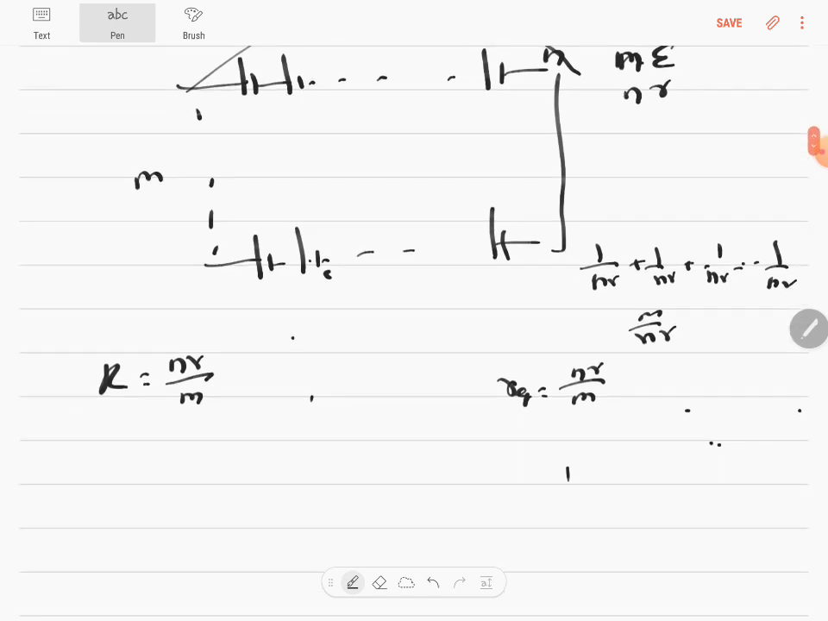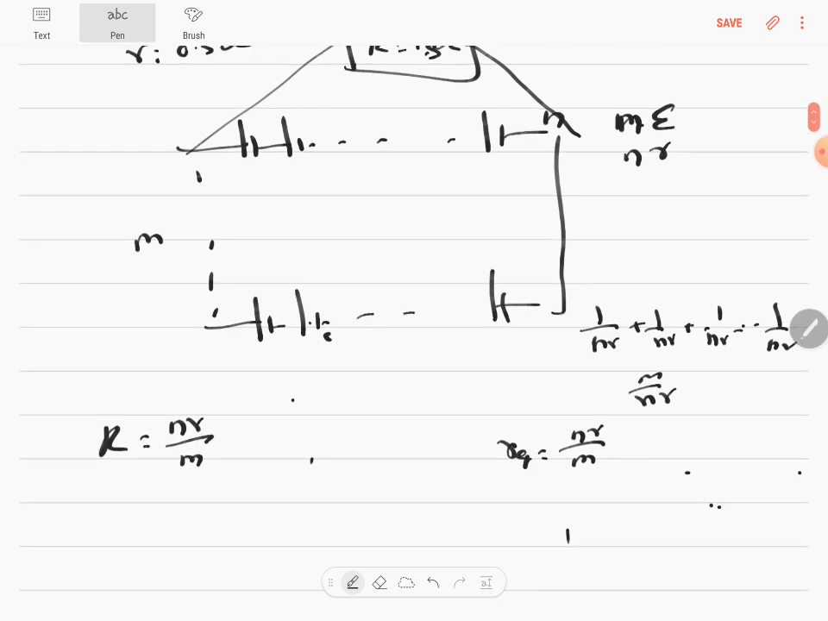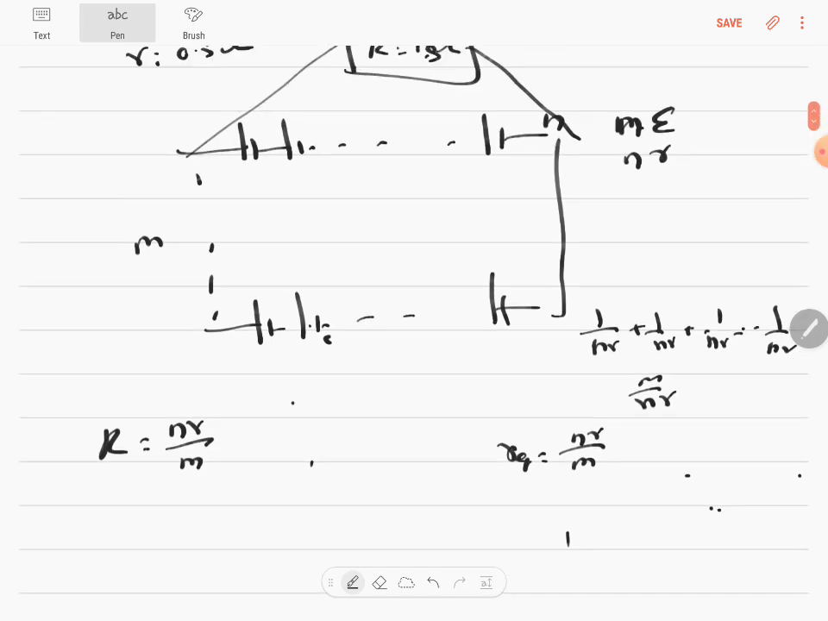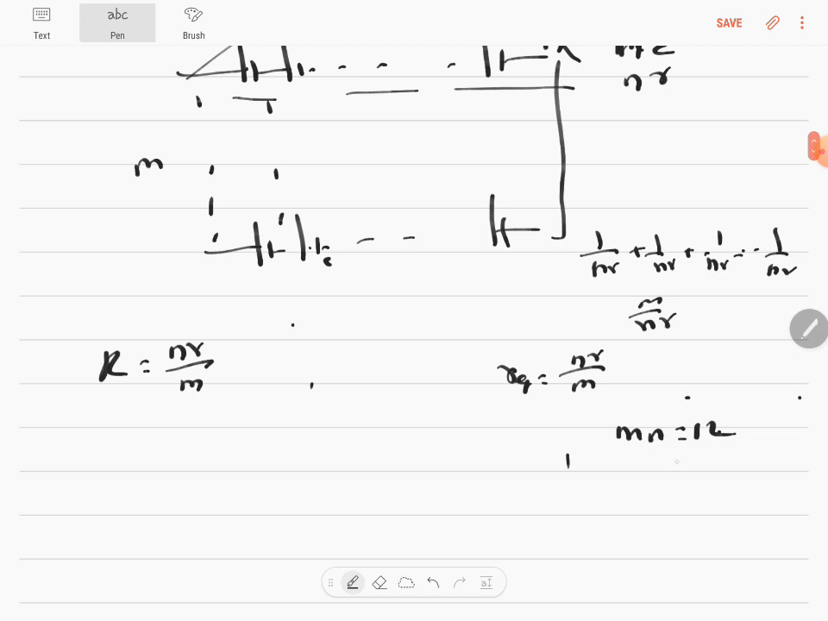And you know that the total number of batteries is 12, which means how many numbers there are, can we say that m into n is equal to 12, because there are n rows and m columns, which shows the total number of batteries, m into n is equal to 12. So you can write one in terms of the other. If you want, you can write n is equal to 12 by m and substitute it back here.